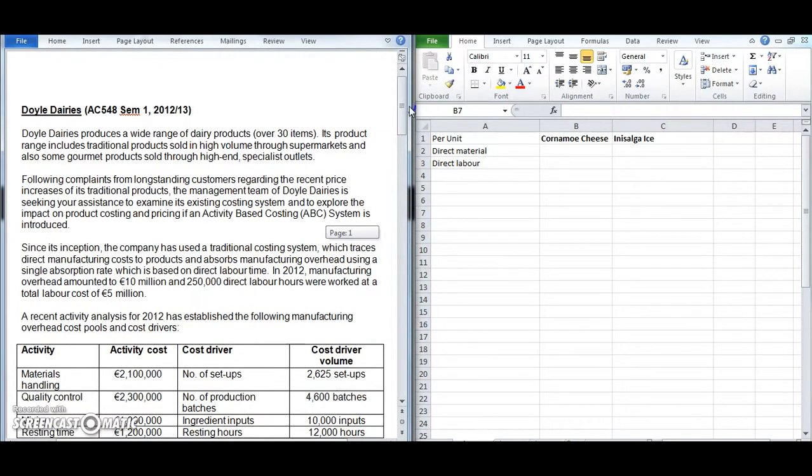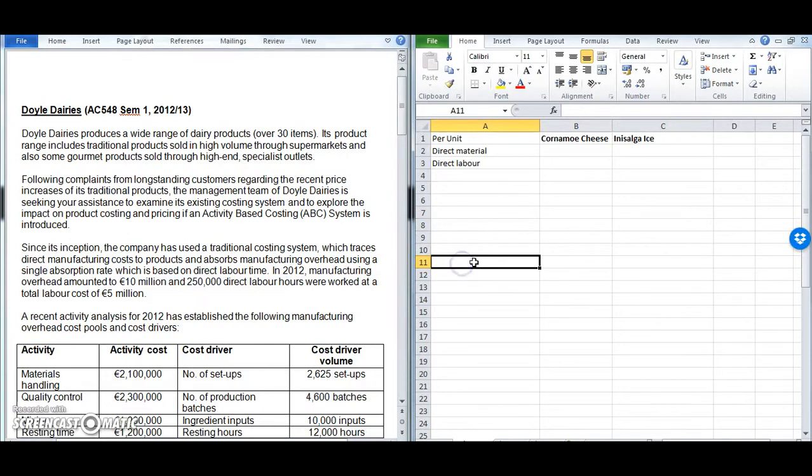So we'll first start off with the traditional costing system. You'll have read down through it. It produces a wide range of dairy products, and here we're looking at two particular products, a cheese product and an ice product. The company uses a traditional costing system which traces manufacturing costs to products and absorbs manufacturing overhead using a single rate, direct labour time. So you know the cost driver is direct labour time. Manufacturing overhead for 2012 was 10 million and 250,000 direct labour hours.